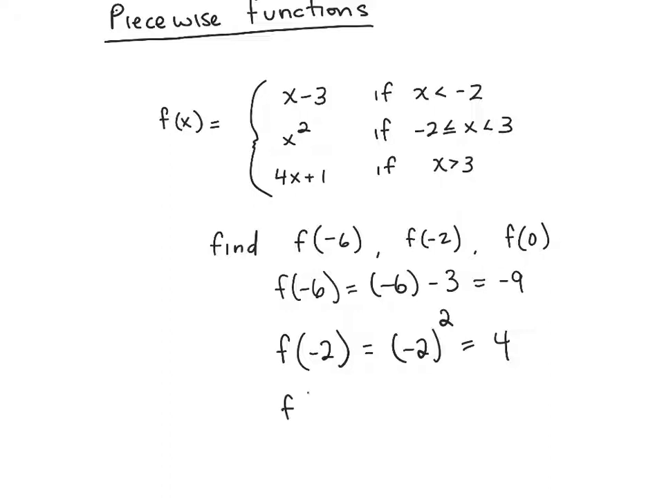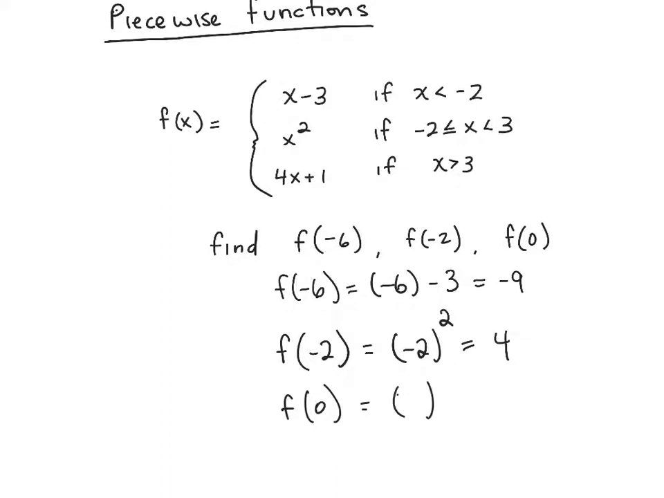Now the last one, f of 0. 0 is our input, so we need to figure out where that fits in one of these three inequalities, and it fits in the middle one. 0 is between -2 and 3. So if our input is between -2 and 3, then we use that rule to evaluate the function. So it's the same rule as we did just up above.